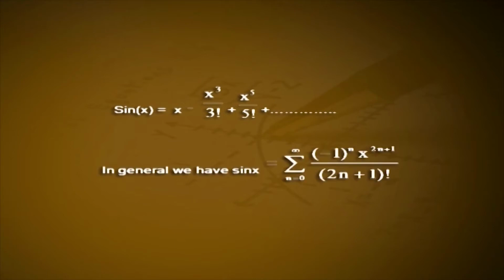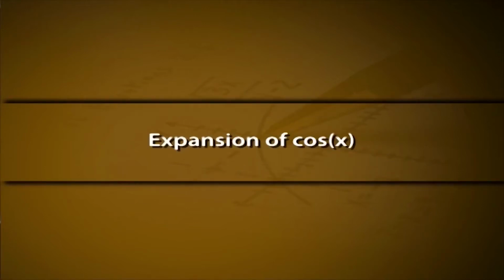Thus, we get the following series: sin x is equal to 0 plus 1 into x minus 0 into x square by 2 factorial minus 1 into x cube by 3 factorial plus and so on, which simplifies to sin x is equal to x minus x cube by 3 factorial plus x raised to 5 by 5 factorial minus and so on. In general, we have sin x is equal to sigma n is equal to 0 to infinity, minus 1 all to the power of n into x raised to 2 n plus 1 all divided by 2 n plus 1 factorial.